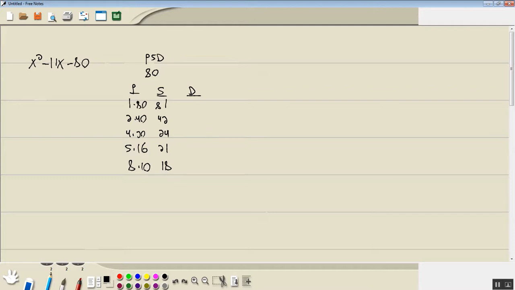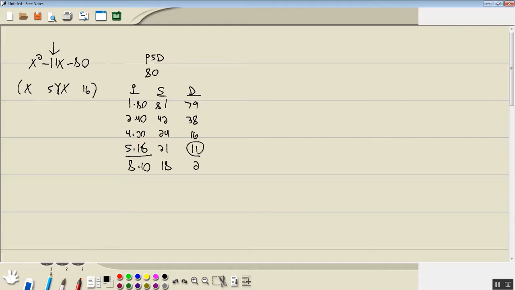Subtract them, smaller from larger. 80 minus 1 is 79. 40 minus 2 is 38. 20 minus 4 is 16. 16 minus 5 is 11. 10 minus 8 is 2. Number we're looking for is a number in the middle term, which is 11, which is right here, which means I use 5 and 16.